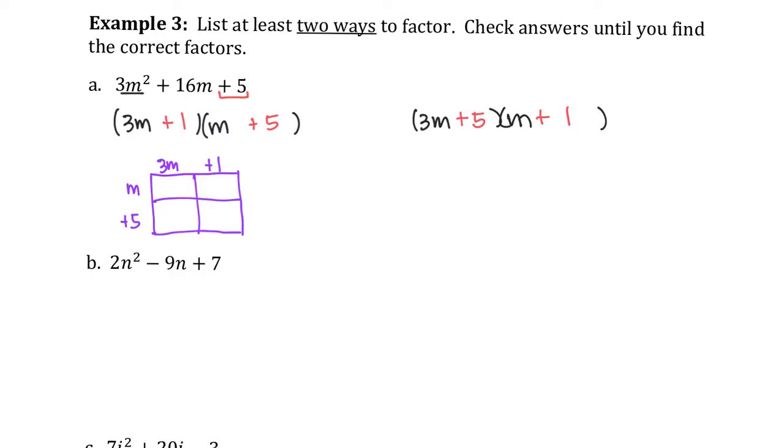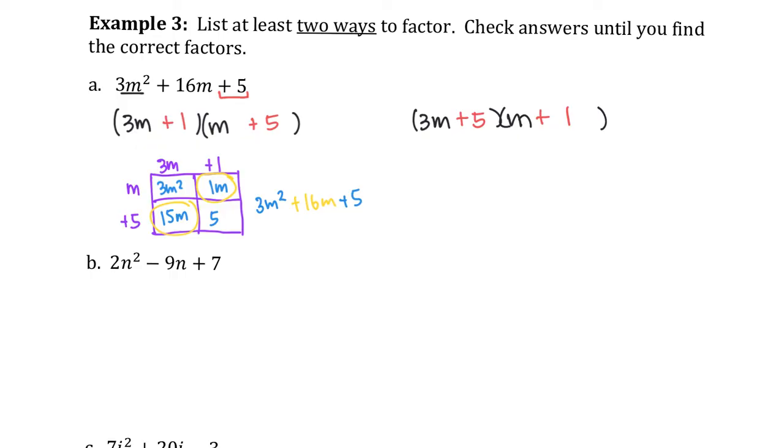3m times m is 3m to the second. 1 times m, 1m. 3m times 5 is 15m. 1 times 5 is 5. Okay, let me see if this is correct. 1m plus 15m is 16m, plus 5. Does that match? Oh, actually it does. This is a 16m. Okay, so I guessed it right the first time.